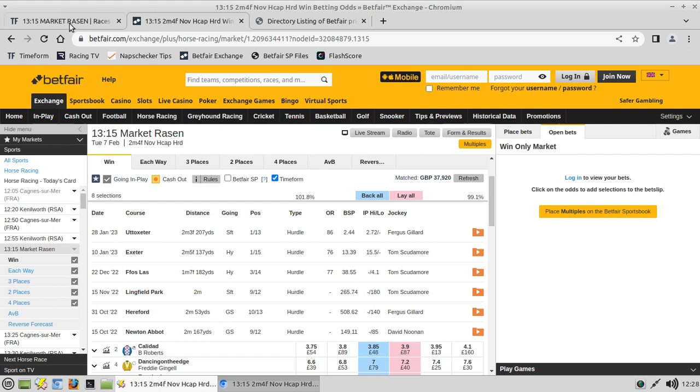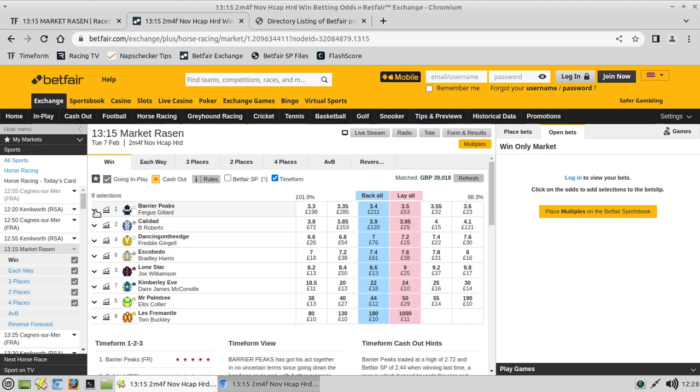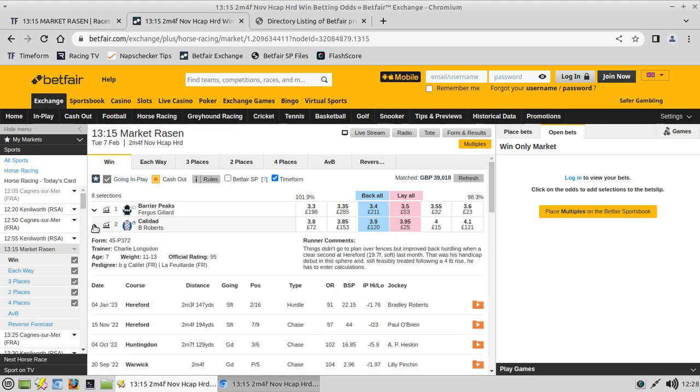So again, use Timeform or use the Betfair interface. It's neither here nor there. Essentially you're going to do the same thing. So in this particular race, certainly the first runner, Barrier Peaks, is a horse of interest. And so we'll just scroll down to the next one. We can just collapse that arrow and look at the next one, Calidad.